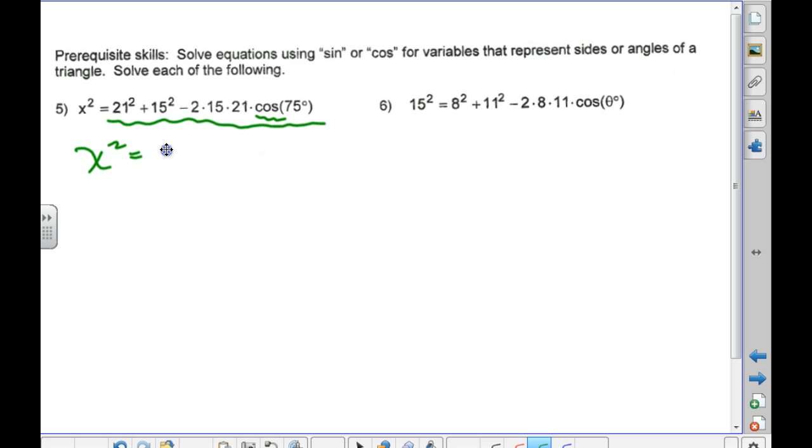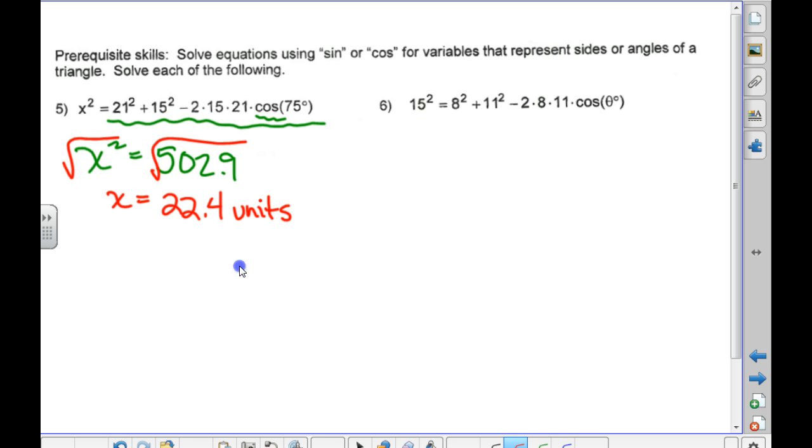Anybody getting something? Should be a big number. 500 something? 502.1. Okay. What do we need to do to finish and find x? Square root it, yes. Okay. And that would be units of length that we just found.